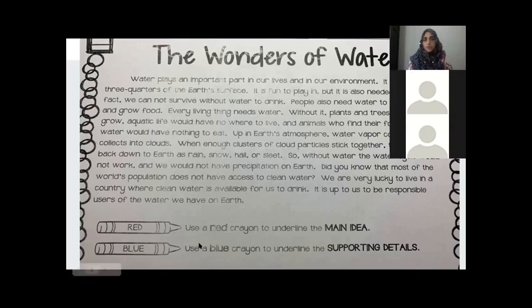Okay, I'm going to read it and you will follow along. Water plays an important role in our lives and in our environment. It covers nearly 3/4 of the Earth's surface. It is fun to play in, but is also needed for life. In fact, we cannot survive without water to drink. People also need water to wash and grow food. Okay, so until now that we've read, do you think any of these sentences could be the key details?